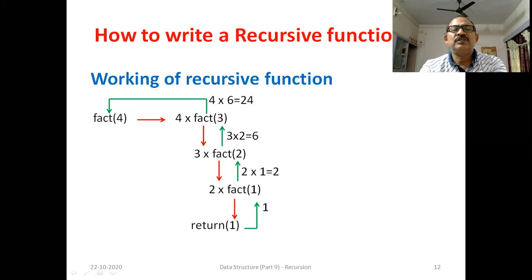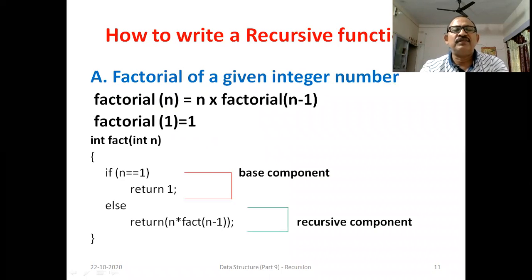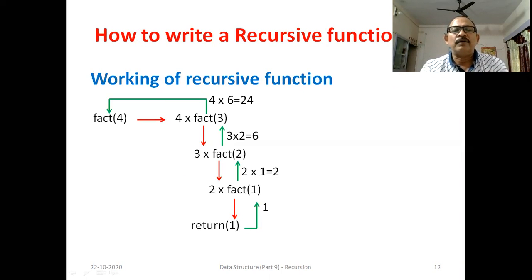Again, 2 is not equal to 1. Therefore, this problem of determining the factorial of 2 is divided into two parts, 2 into fact 1. 2 into is a suspended activity. Again, the system calls the function fact 1. At this time, you can see the value of n is equal to 1, and the function returns the value 1. Means the calling place, that is fact 1, receives the value 1.